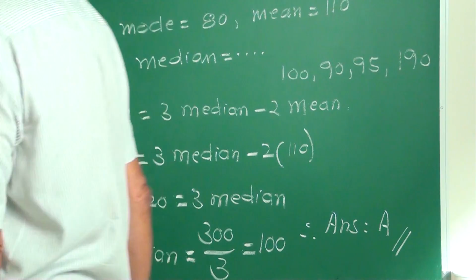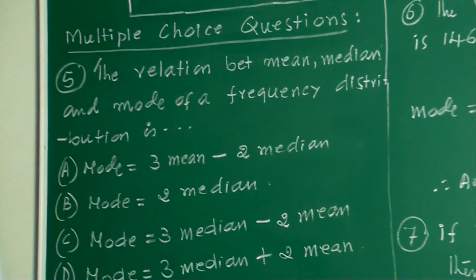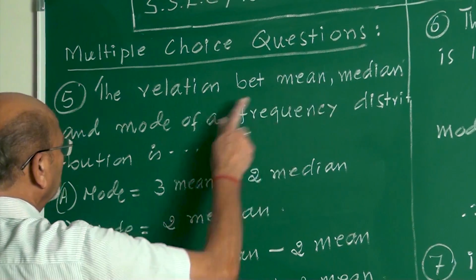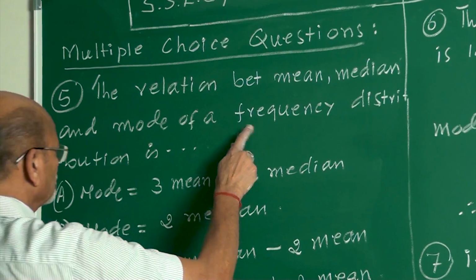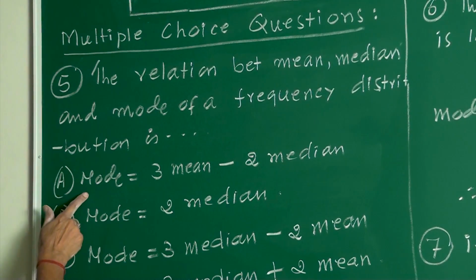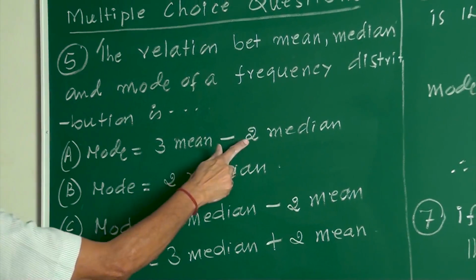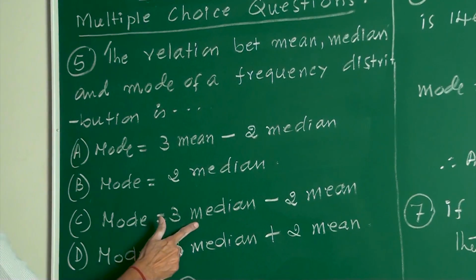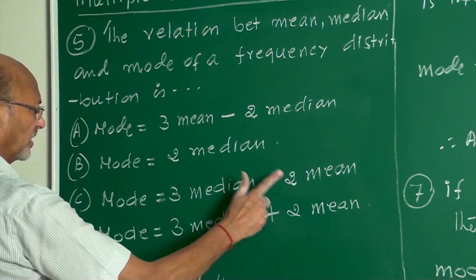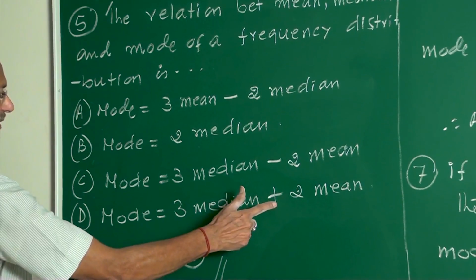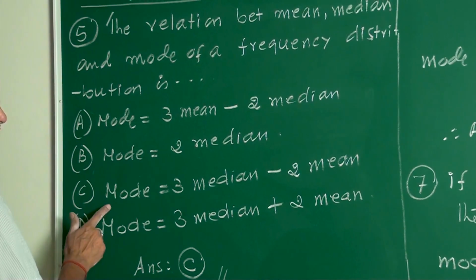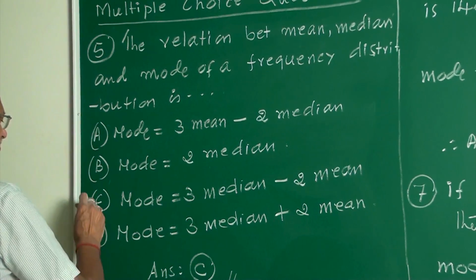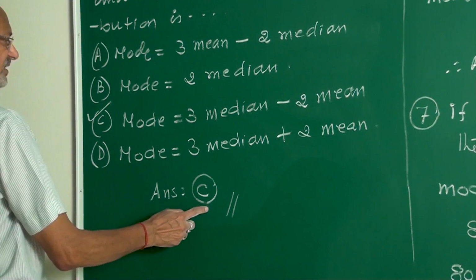This is the next one, the 5th example; 4 we have completed. The relation between mean, median and mode of a frequency distribution is: mode equals 3 mean minus 2 median, or 2 times the median, or mode equals 3 times median minus 2 times mean, or mode with a plus. I always told you, 3 minus 2 is 1: first median, then mean. This is your correct answer, my friends.